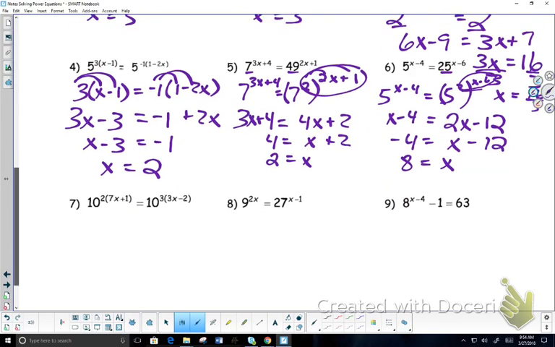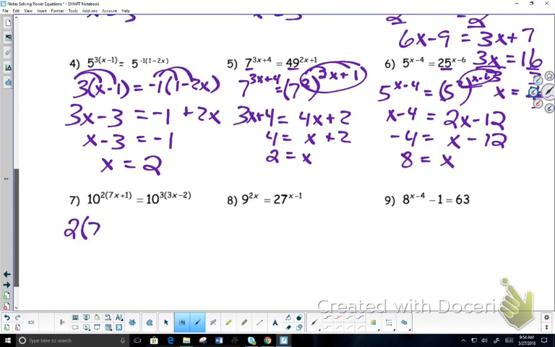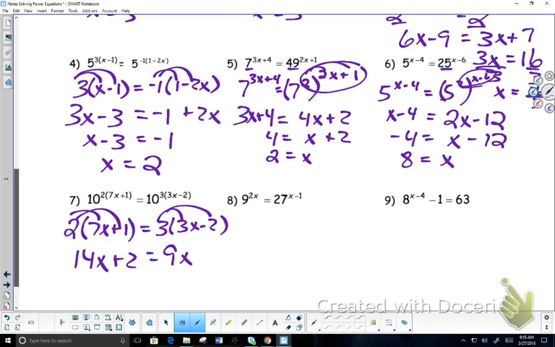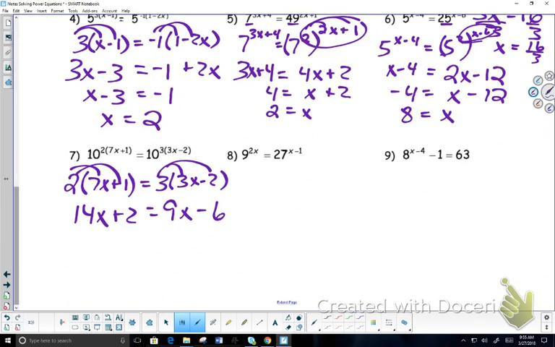Next one, they are like bases, so we could do 2 to the 7x plus 1, 3 to the 3x minus 2. So here we distribute and get 14x plus 2. Here we get 9x minus 6. I'm going to subtract 9x from both sides, giving me 5x plus 2 equals negative 6. Then I'll subtract 2 from both sides, giving me 5x equals negative 8. Divide by 5, and I get negative 8 fifths.